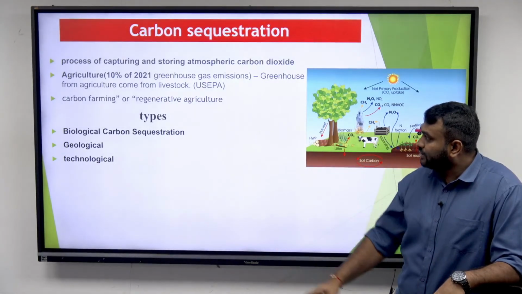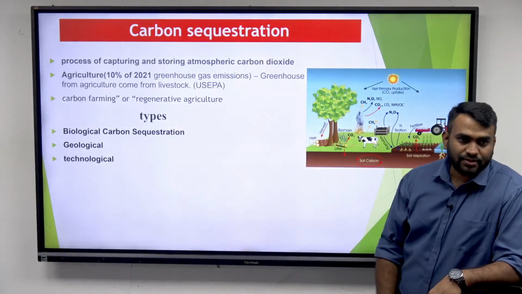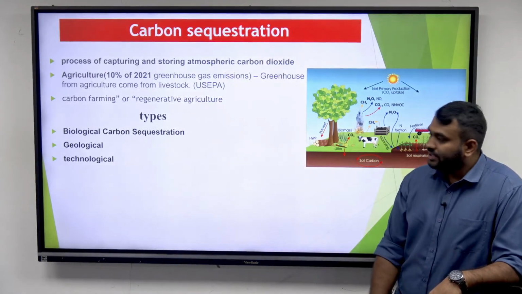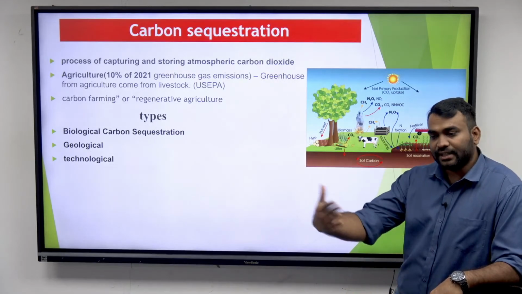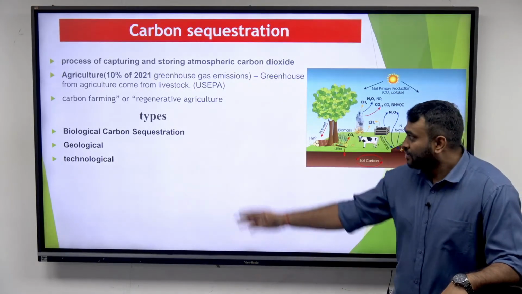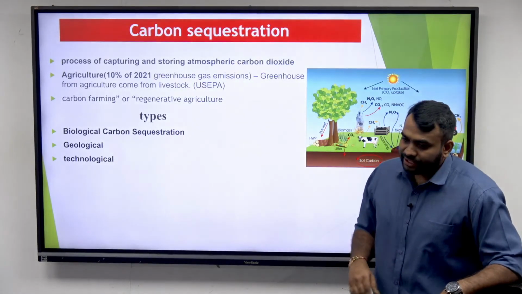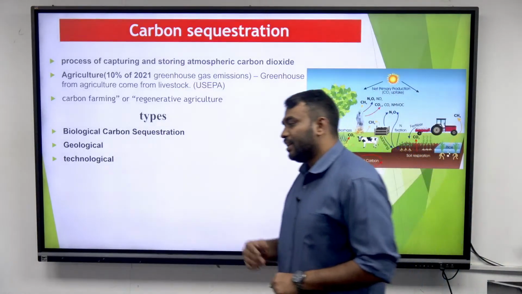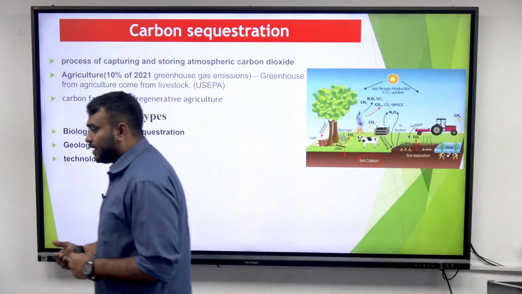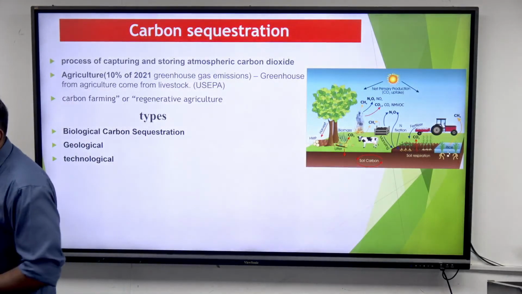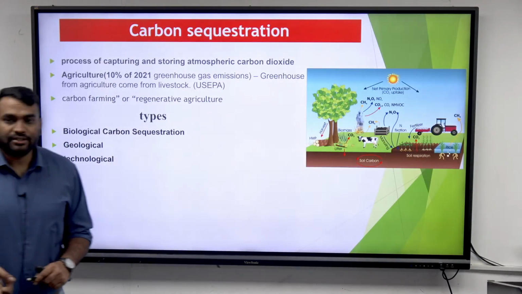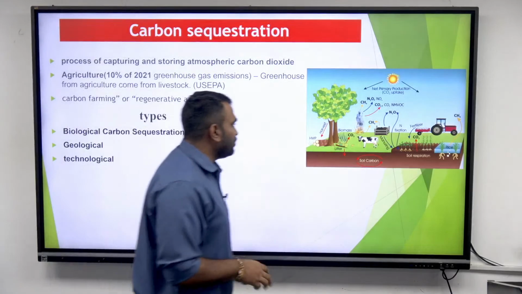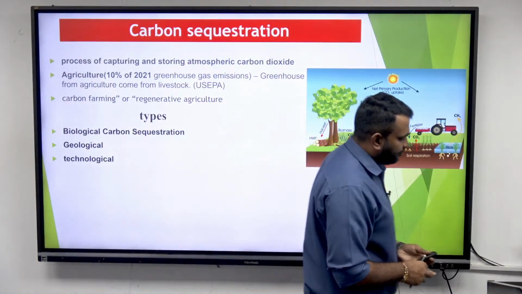Next one, this terminology itself could be a potential 10 markers question. Carbon farming or regenerative agriculture. Both are in the context of carbon sequestration only. In carbon farming or regenerative agriculture, what we are trying to do is adopt land management practices so that less carbon will be emitted into the atmosphere. Yesterday only I told you this concept of, what is that term?